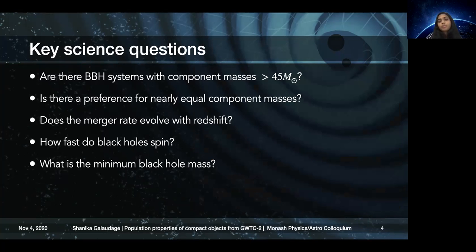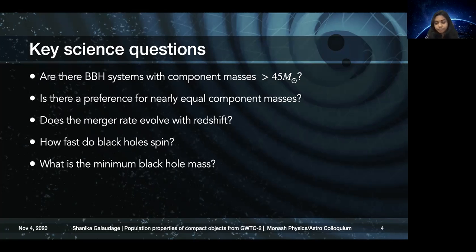So when you have a lot of events, you want to understand things about the population. So some of the key questions that we want to ask ourselves are: are there very massive binary black hole systems above 45 solar masses, for example? Do we have a preference for mass ratios close to 1, so meaning that our black holes are of similar mass when they're in a binary? We want to know how the merger rate evolves with redshift, how fast these black holes are spinning, and whether they're spinning in specific directions, and things such as the minimum black hole mass.